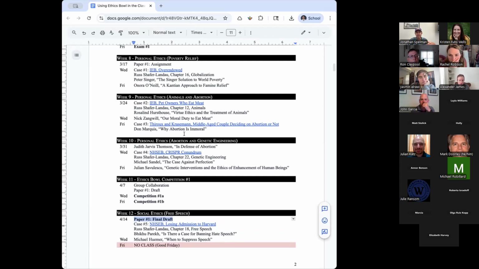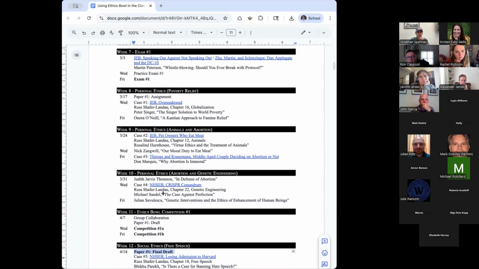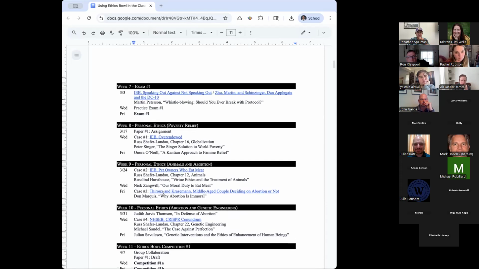But the thought is that the ethics bowl is something they're going to get some credit for. It's going to help them learn. It can help them with their papers. Notice the paper is not due until after the competition happens. But the paper is in some sense the thing that they're being evaluated on, and the ethics bowl is going to help with that.